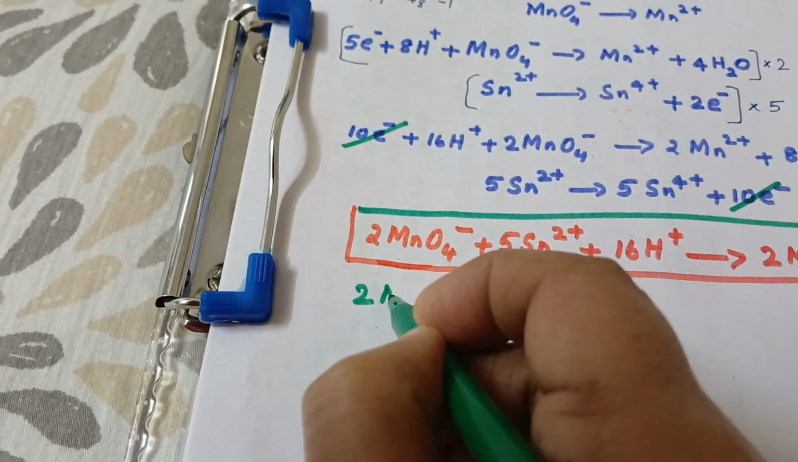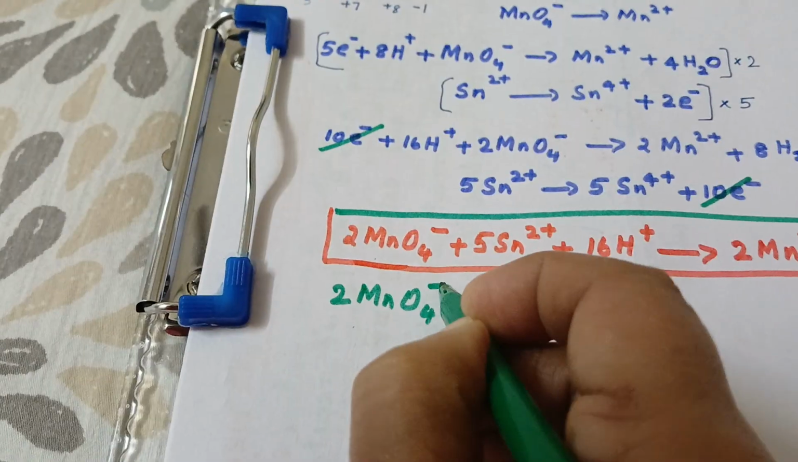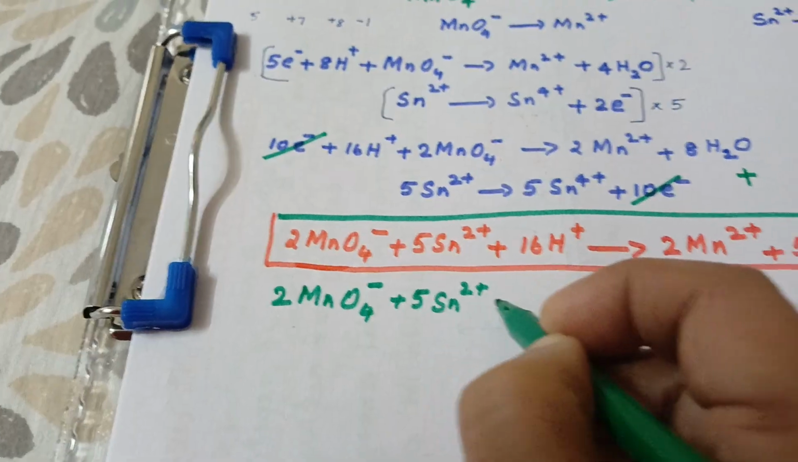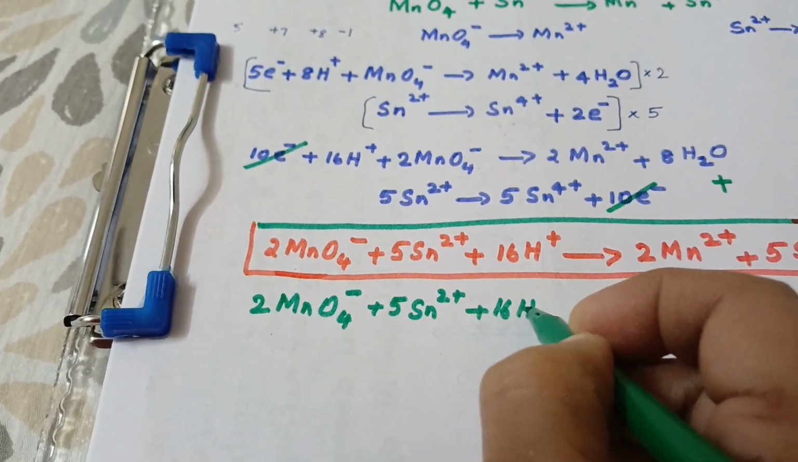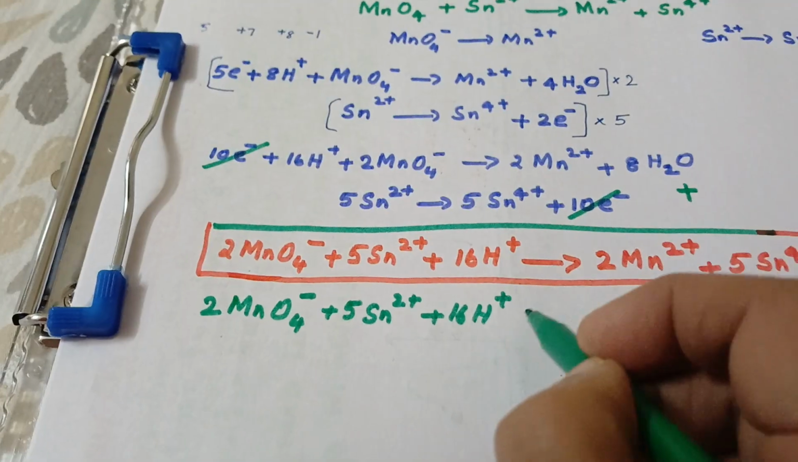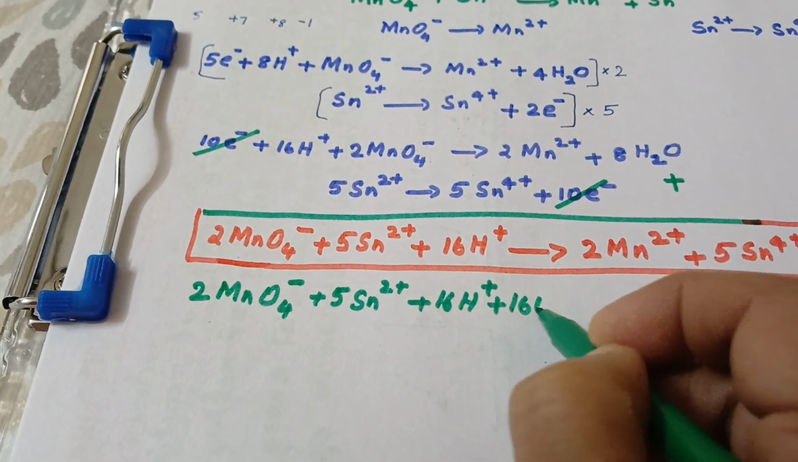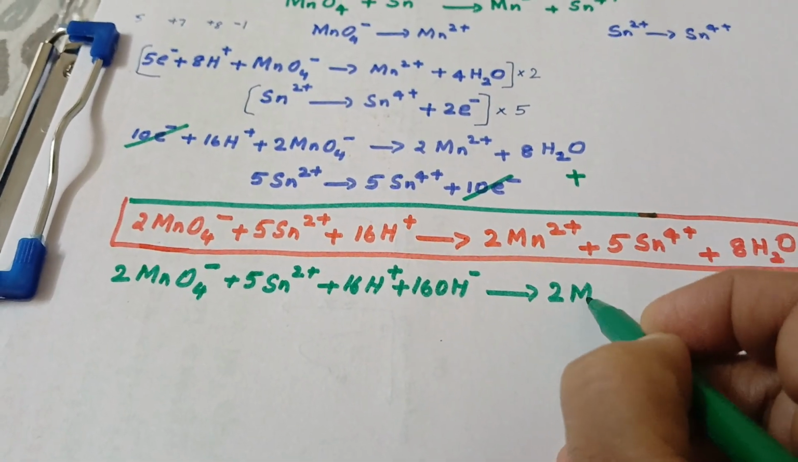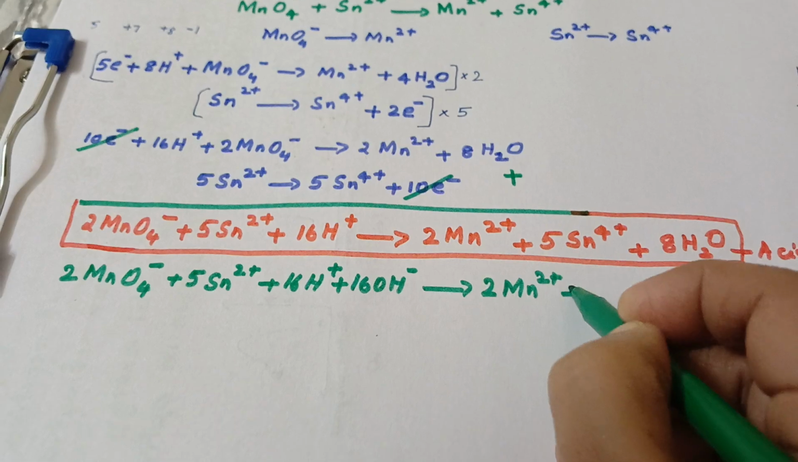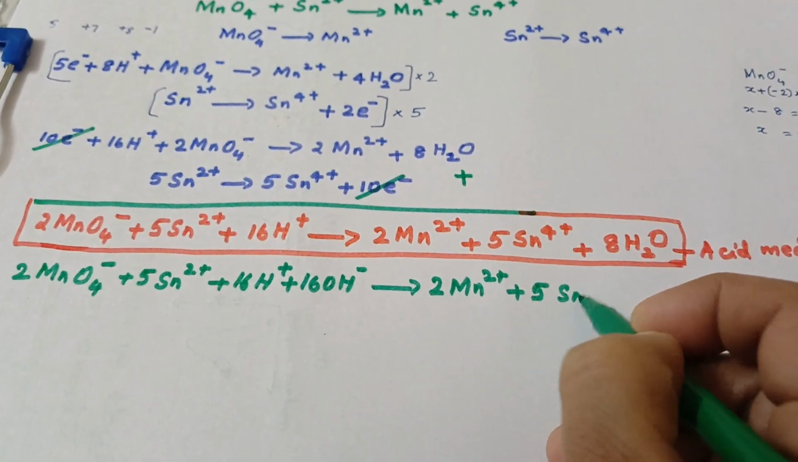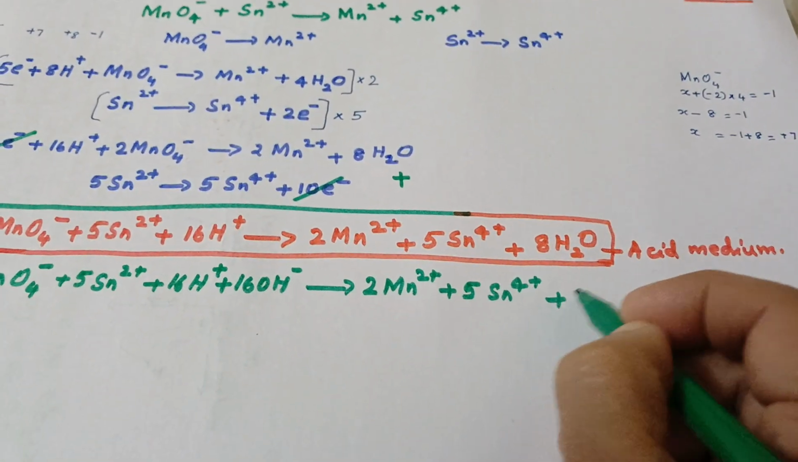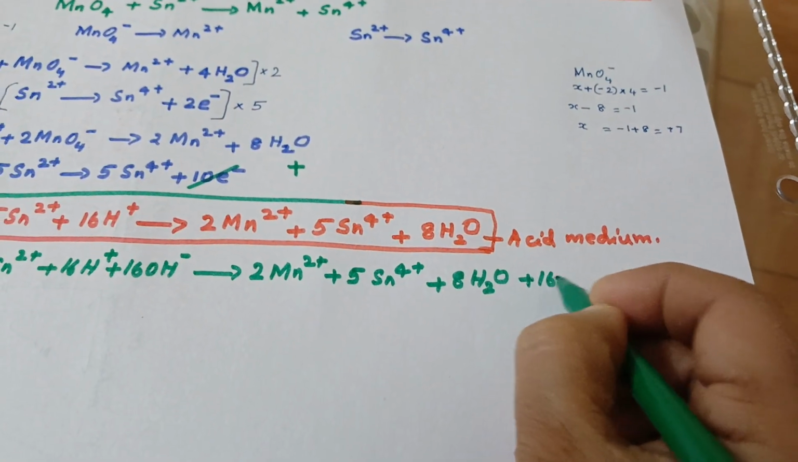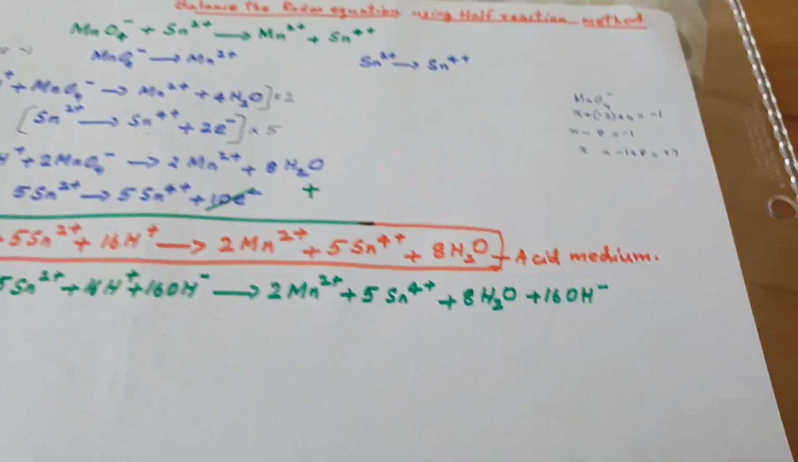That is 2 MnO4 minus plus 5 Sn2 plus 16 H plus. Now let us add 16 OH minus ions, giving 2 Mn2 plus, 5 Sn4 plus, 8 H2O plus 16 OH minus.